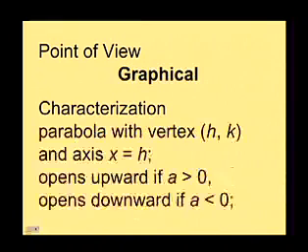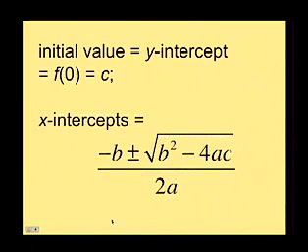Well, what about looking at it from the graphical point of view? In that case, we have a parabola with a vertex of (h, k). The axis of symmetry is x equals h. It opens upward if a is positive, downward if a is negative, and the initial value is the y-intercept, which is, of course, f of 0, and that actually ends up equaling c.